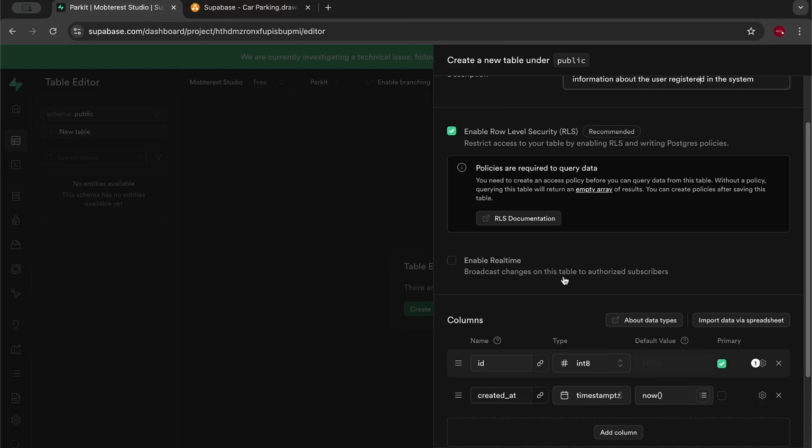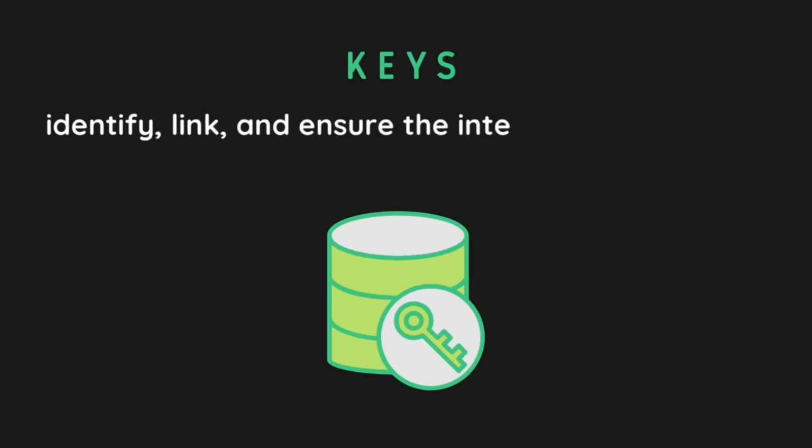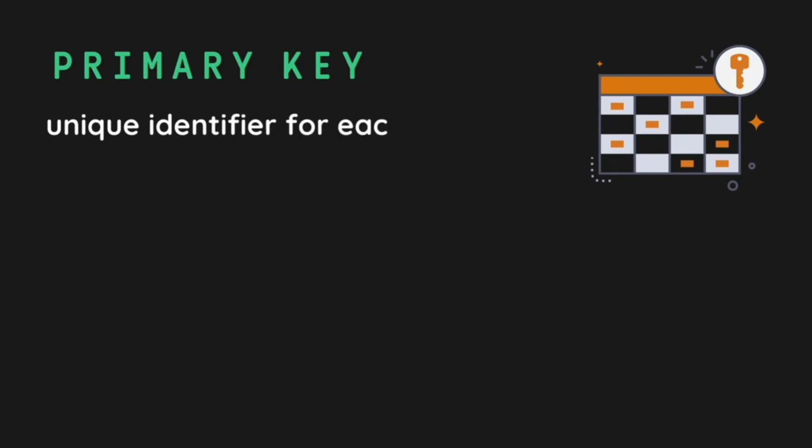Now we can define our columns. In a database, there are fundamental elements called keys. Keys are used to identify, link, and ensure the integrity of data within tables. We'll interact with two main keys. There is a primary key. The primary key is a unique identifier for each record in a database table, or each row in a database table.